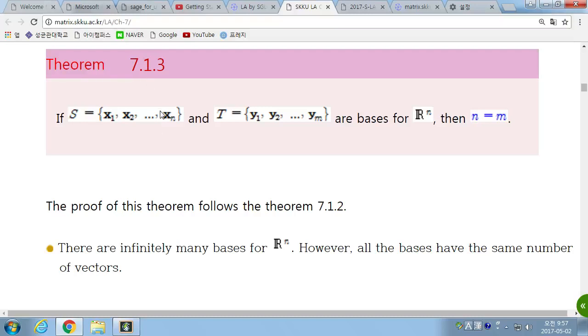The important thing is this. This is important. If S and T are both bases for Rn, then the number of vectors in each of these bases should be the same.